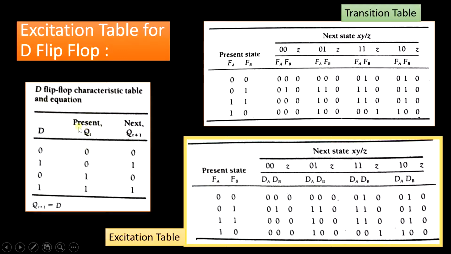We considered 4 combinations: 0 0, 0 1, 1 0 and 1 1, and we saw that whatever value of D is present here, the same value will be present in the next state. So if the data is 0, the next state will be 0. If the data is 1, the next state will be 1. The same thing repeats. In other words, the next state is equal to the value of the data.